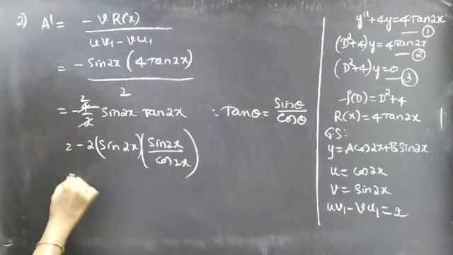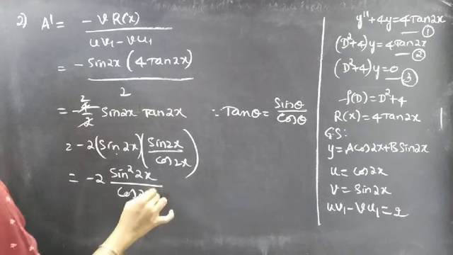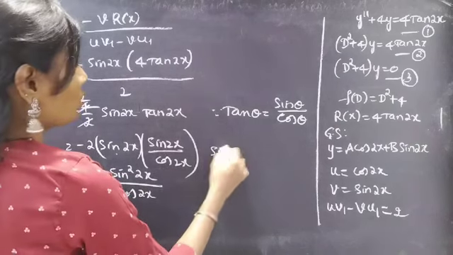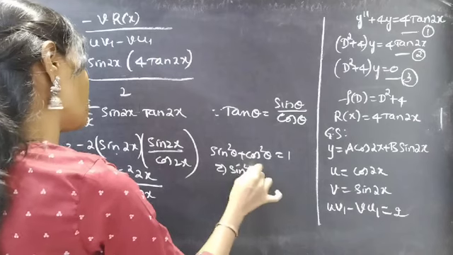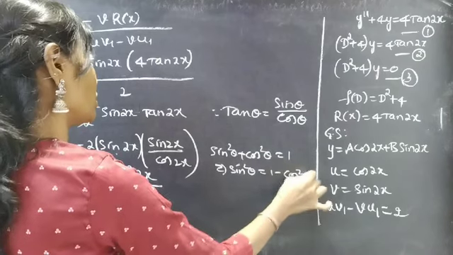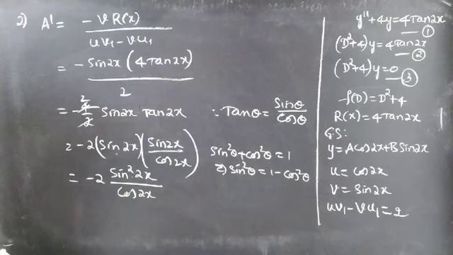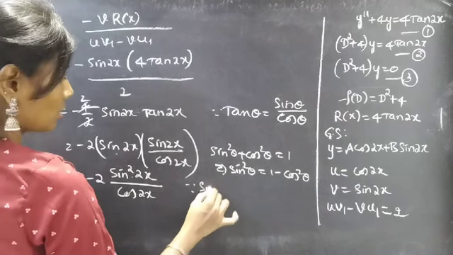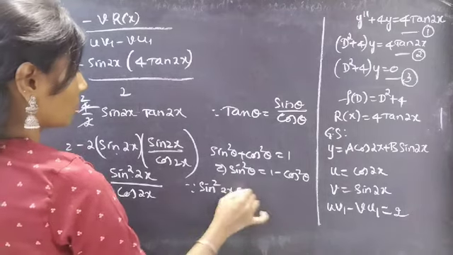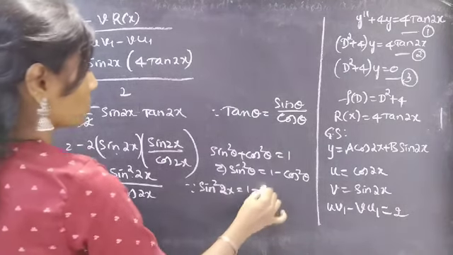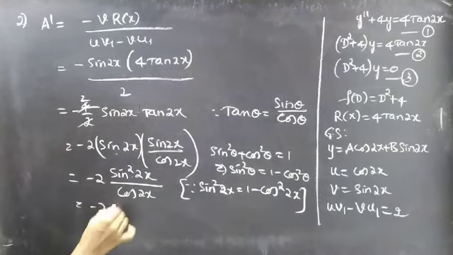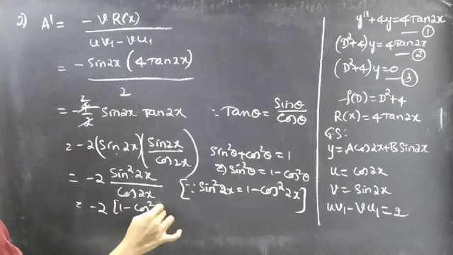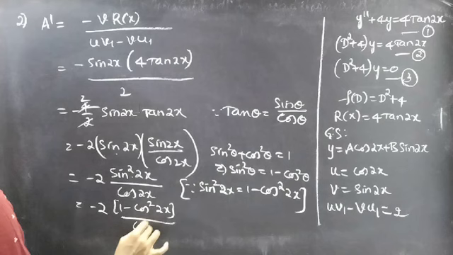This equals minus 2 sin 2x into sin 2x, which is sin square 2x, by cos 2x. Since sin square theta plus cos square theta equals 1, we get sin square theta equals 1 minus cos square theta. So let's replace sin square 2x with 1 minus cos square 2x, since if we replace theta by 2x, we get sin square 2x equals 1 minus cos square 2x. Then the numerator becomes minus 2 times 1 minus cos square 2x by cos 2x.